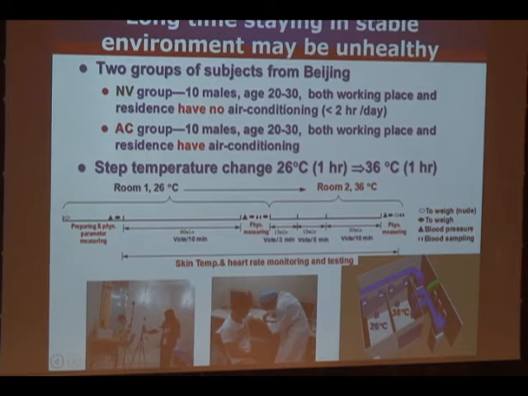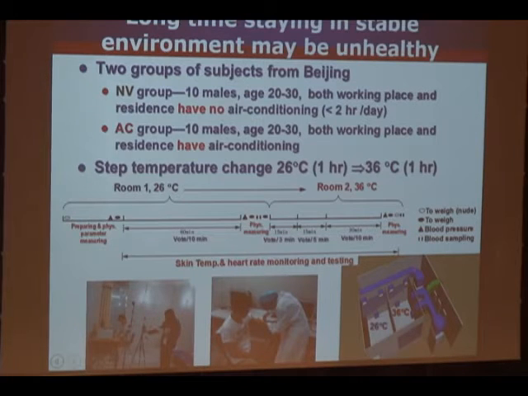We used two groups of students as subjects, young male people: a natural ventilation group and an air conditioning group. The natural ventilation group means both their working place and residence have no air conditioning, or they are under air conditioning less than 2 hours per day. The other group has air conditioning at both working place and home, and even in transportation. It's almost 24 hours under an air conditioning environment.